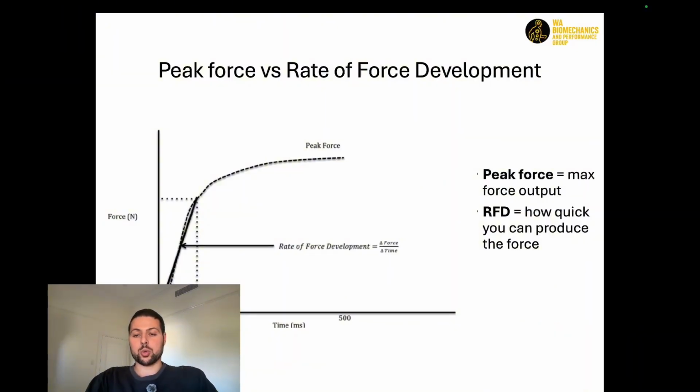Then we have rate of force development. This is a lot more noisy. It's essentially how quick someone can produce a certain amount of force. So how long does it take to get them to their maximum, or you can just take it at different time points, right? So how quick force can be produced. And there's a lot of noise involved with doing this in an isometric test. But these are the two metrics that probably matter the most.